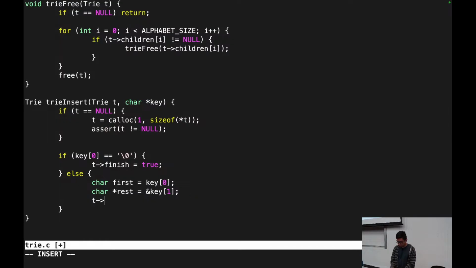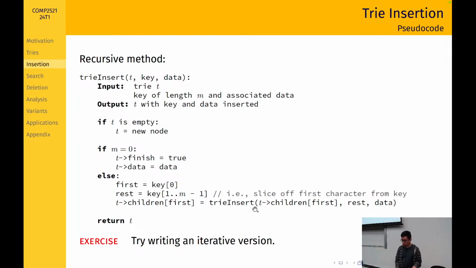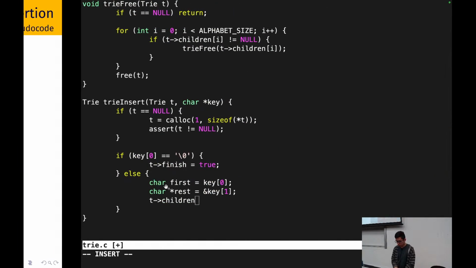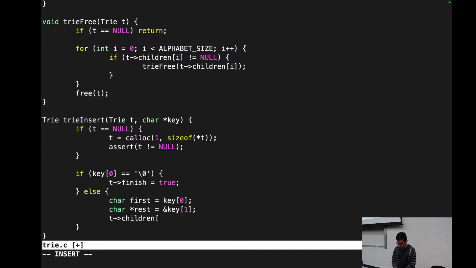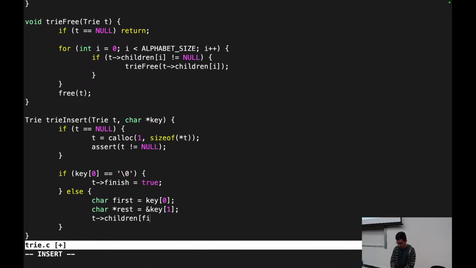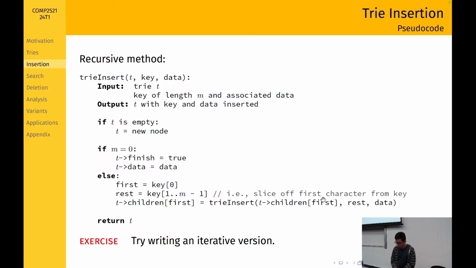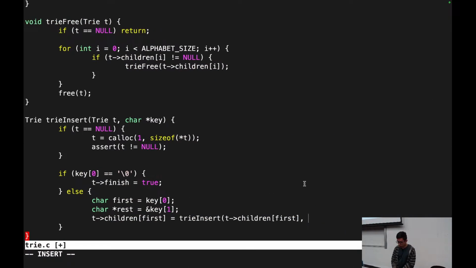So t children. So what we're going to do is we're going to recursively insert into the index corresponding to the first character of the key. Right, so t children first. Right, so that's the first character in our key, equals trie insert t children first, and then we pass in the rest of the key, which is rest.